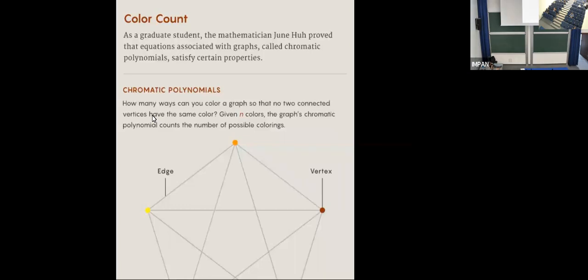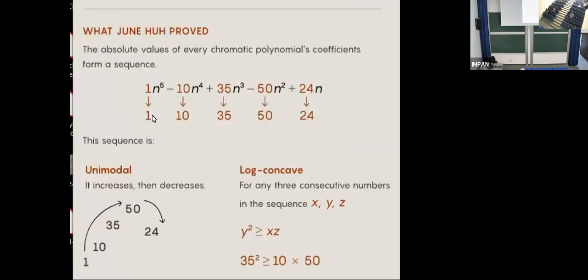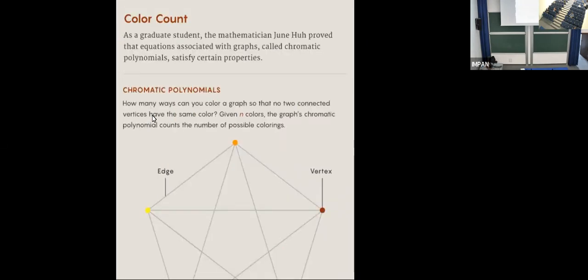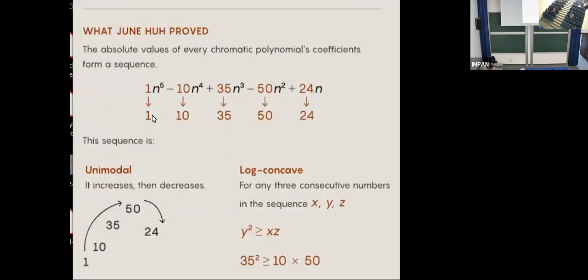I added this this morning. I just noticed that a graduate student from Hull, who just won the Fields Medal, proved two things that I knew but didn't know that he proved: that the chromatic polynomial is unimodal and log-concave. This is the chromatic polynomial of this graph, a hexagon. And you see that the coefficients increase, then decrease, and that's going to always be the case.